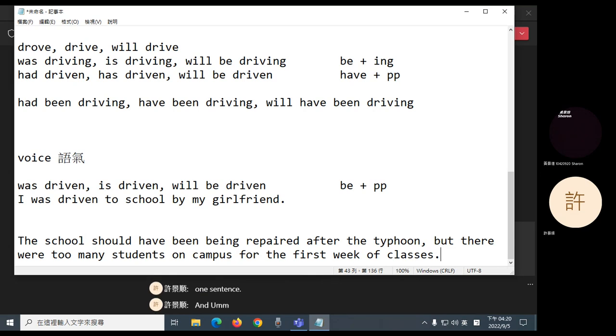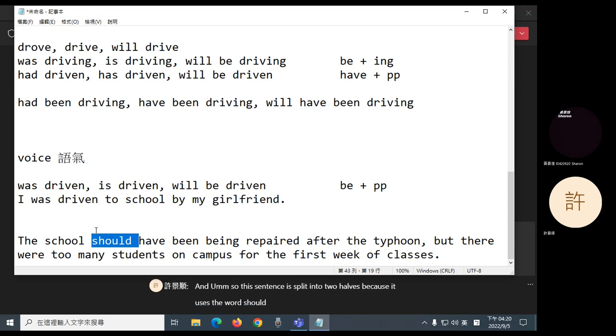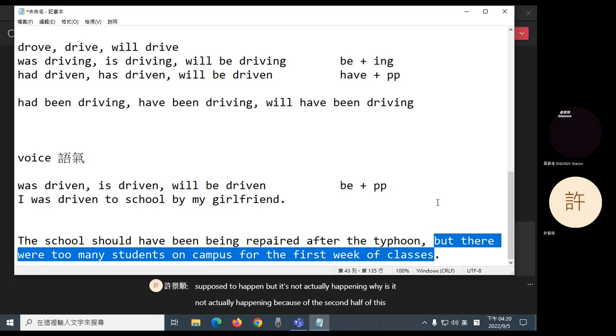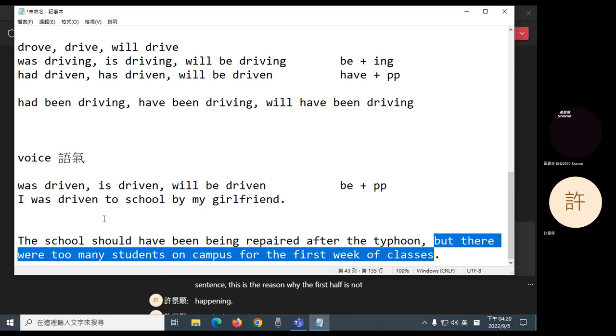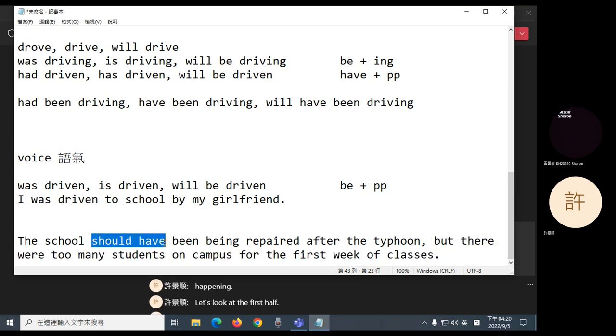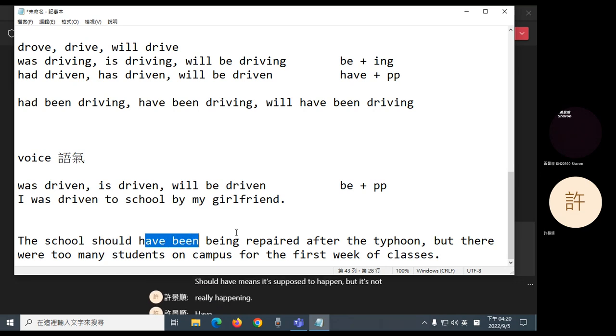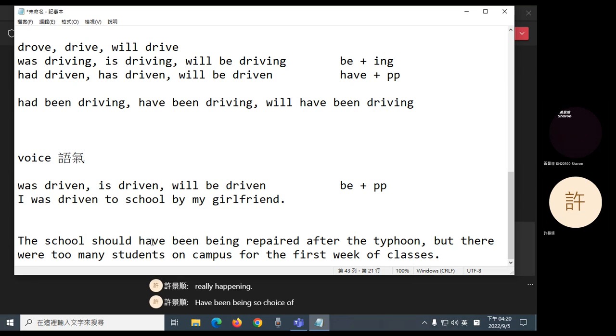And so this sentence is split into two halves because it uses the word should have, which means it is supposed to happen, but it's not actually happening. Why is it not actually happening? Because of the second half of this sentence. This is the reason why the first half is not happening. Let's look at the first half. Should have means it's supposed to happen, but it's not really happening. Have been being. So choice of have, so it's present tense. It's not present tense. It's supposed to happen.